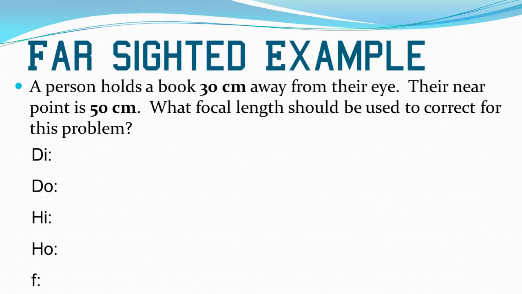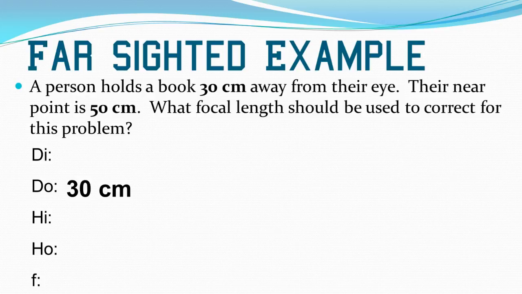Let's do a farsighted example. A person holds a book 30 centimeters away from their eye. Their near point is 50 centimeters. What focal length should be used to correct for this problem? So we're finding the focal length of the glasses, or the contact lenses. The distance of the object, D sub O, is the distance of the object you're looking at. I'm looking at a book that is 30 centimeters away. So therefore, my DO is 30 centimeters.